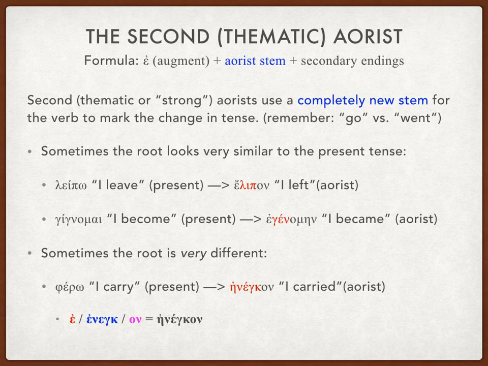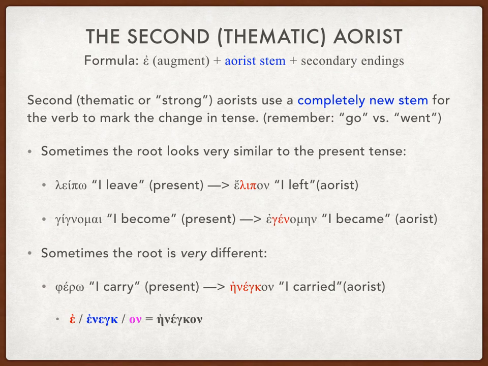Phero, I carry, when it goes to the aorist, becomes enenkon. How on earth did I get that form? Well, if you look at the very bottom of this slide, you can see how that form breaks down. There's an epsilon augment at the beginning that lengthens the first epsilon in the aorist stem, enenk, you can see in blue, before I add the personal endings, or the secondary endings, beginning with on. When I put all those together, enenk and on, I get enenkon, the aorist form for I carried.